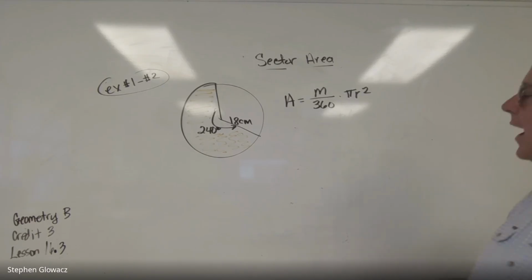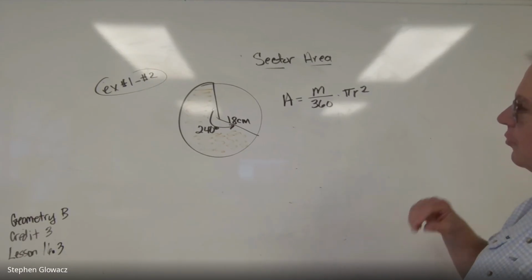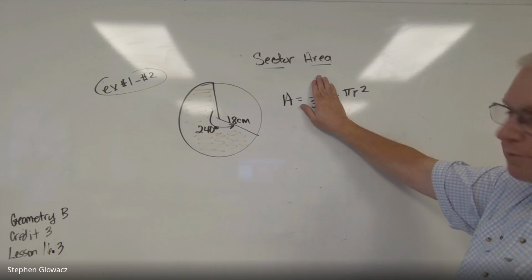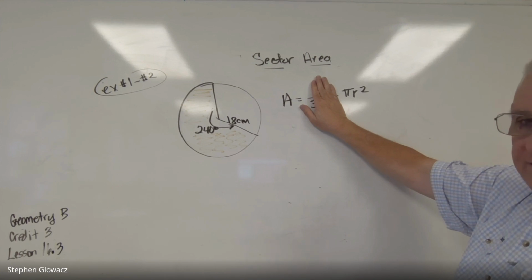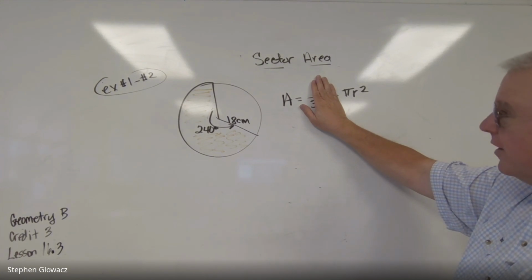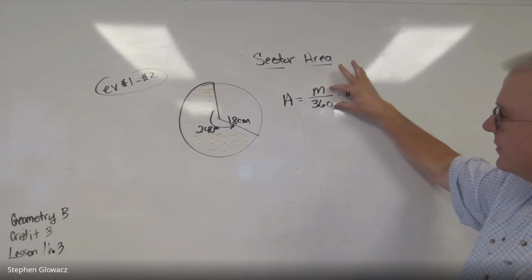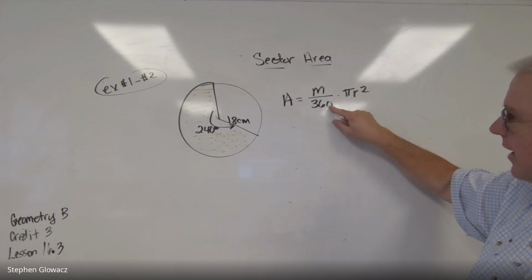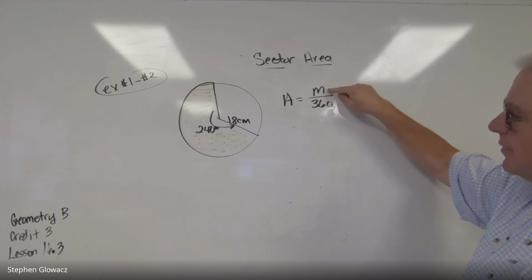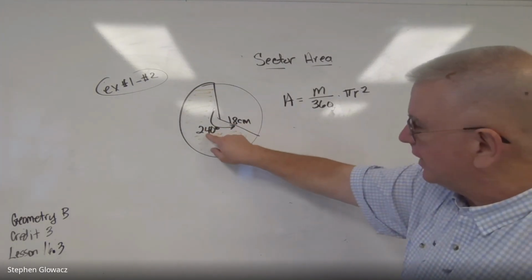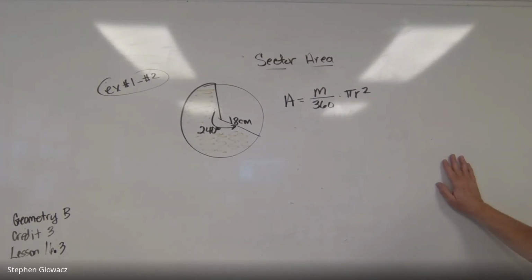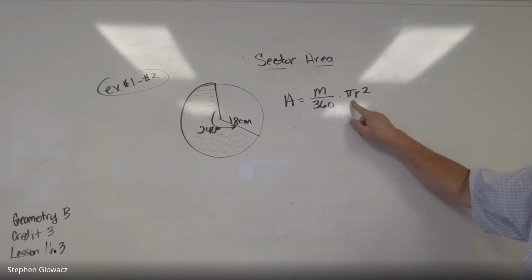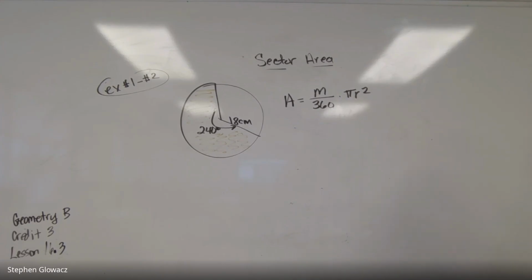All right, so now this is related to area, so no surprise to see the area formula here. And similar to the previous lesson where we were finding arc length, we're only dealing with part of the circle. So we're going to have this fraction: 360 degrees is the entire circle, and m represents the measure of this angle here. So m is going to be 240. The directions are to find the sector area, use 3.14 for pi, and round to the nearest tenth again.